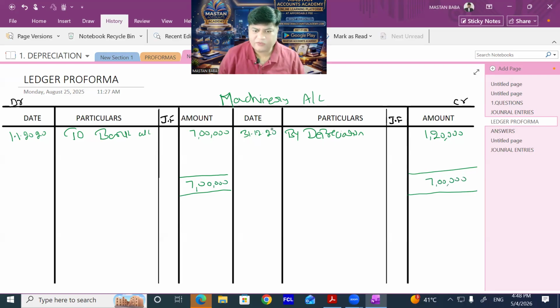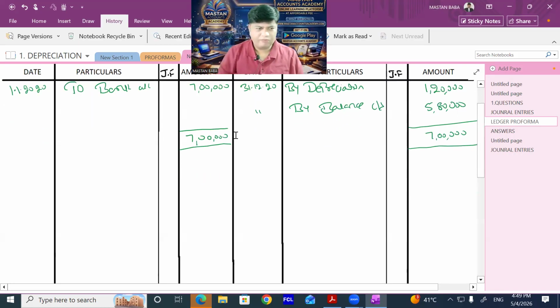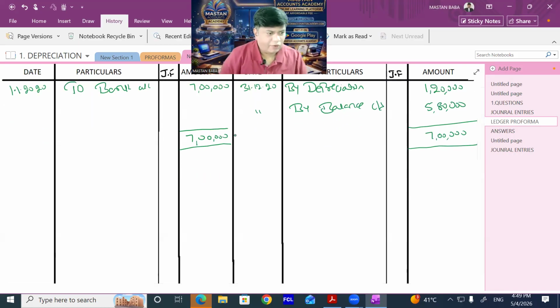7 lakhs minus 1,20,000. So 31/12/2020, by balance carried down. How much will you get? 5,80,000. Same, a simple procedure. On 1/1/2021, write balance brought down: to balance brought down, 5,80,000 is the balance brought down.